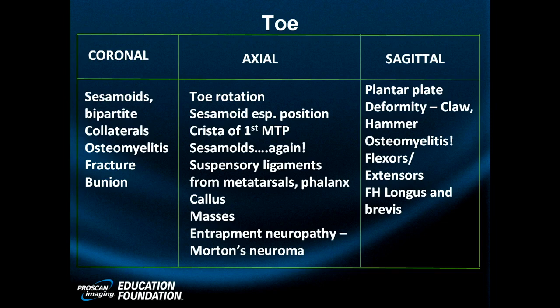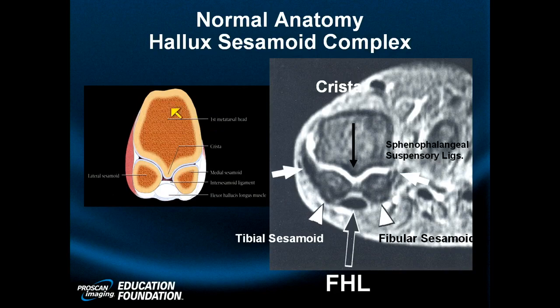Sagittal. This is the main view for the plantar plate, claw-toe, hammer-toe deformities, osteosagittal T1, flexors, extensors, and other long tendons, including the extensor hallucis. So here is a view of the great toe. This is the crista. The sesamoids should fit neatly into these paracristal grooves. The sesamoid is surrounded by hyaline cartilage, and it's cartilage against cartilage.